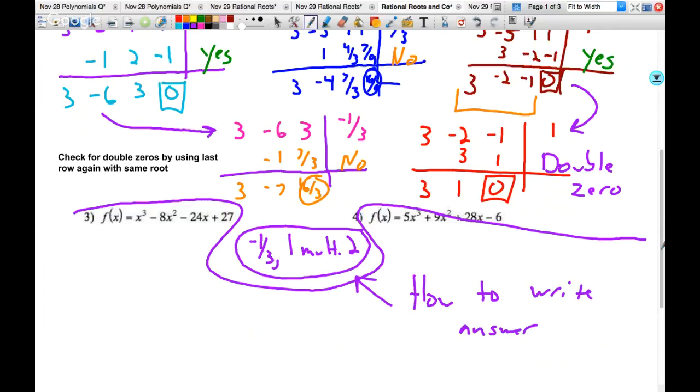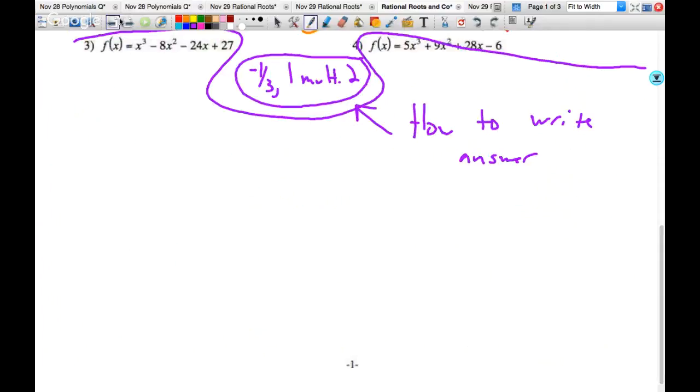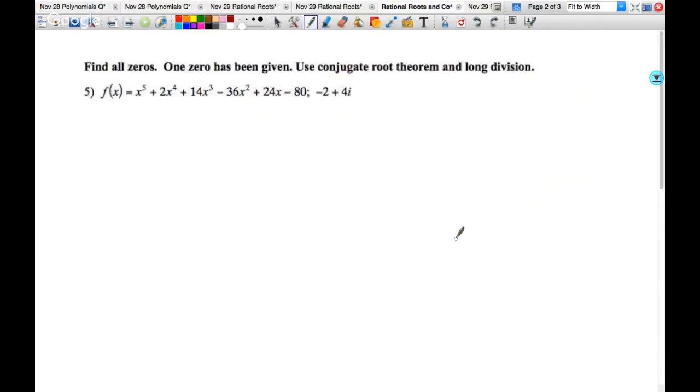All right, now let's tackle one of the problems in the back. I'm sure plenty of people just came to this video for one of these problems here, since they're some of the hardest problems we've faced all year. Find all zeros. One zero has been given. Use the conjugate root theorem and long division.